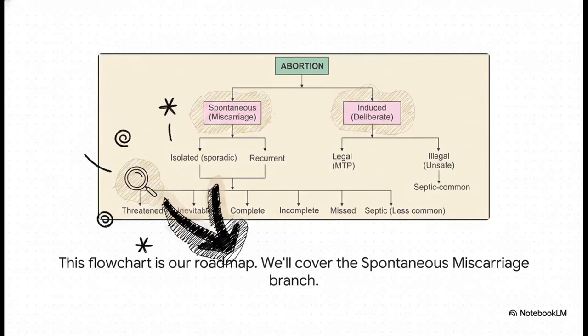Okay, take a look at this flowchart. This is basically our map for today. We're going to follow this left branch here, spontaneous miscarriage, and walk through each of these types one by one. This way, you'll see how they all connect and how to tell them apart.